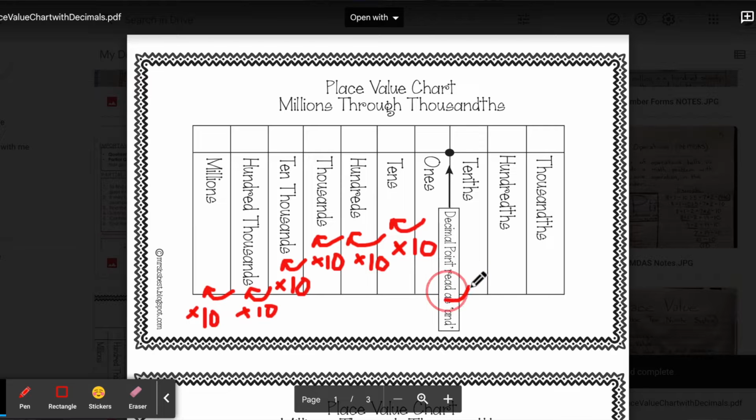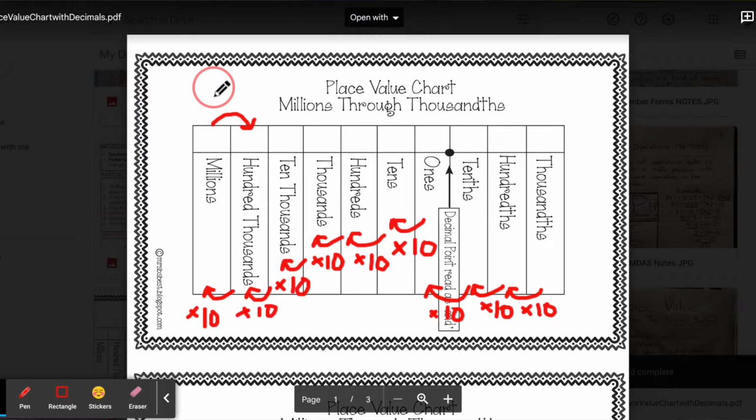So the ones place is 10 times the tenths place. The tenths place is 10 times the hundredths place. The hundredths place is 10 times the thousandths place. Okay, and you're going to just go over this with them. And then you're going to talk about how it is the opposite way.